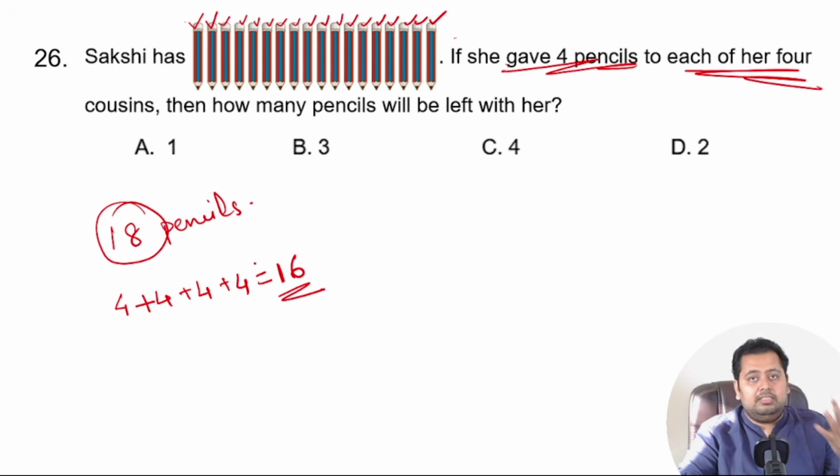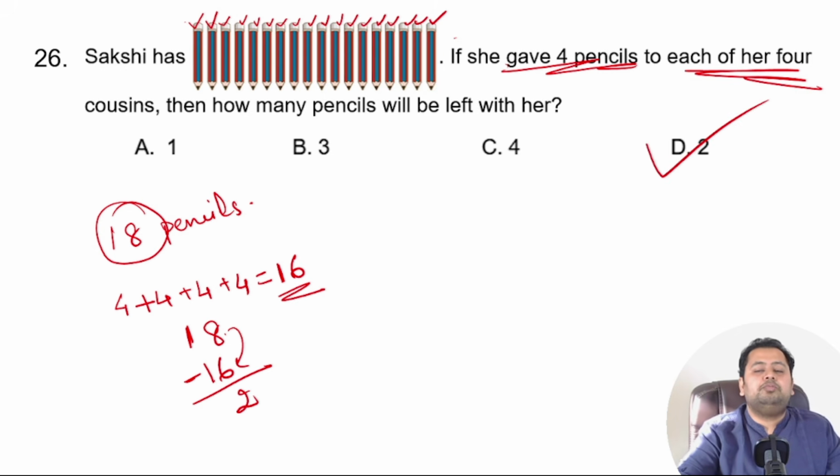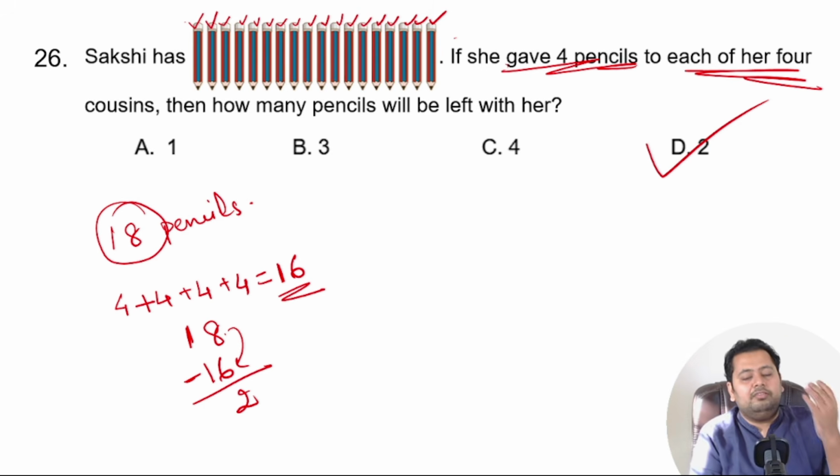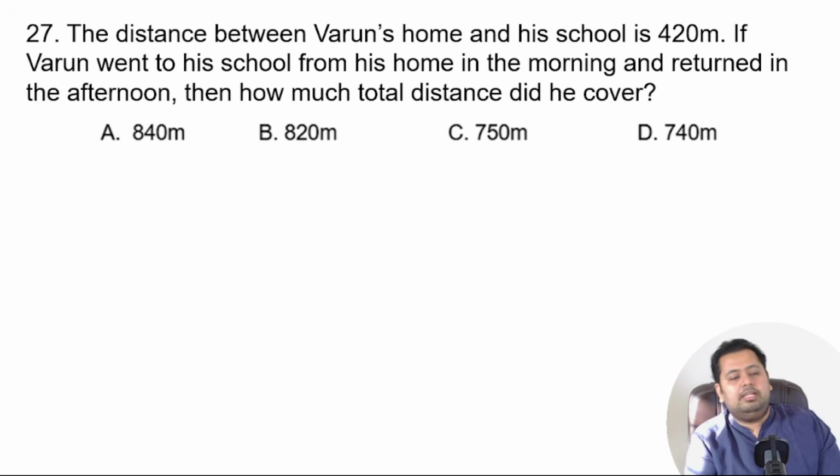So how much is she left with? It is nothing but 18 minus 16. If you subtract, 8 minus 6 is 2, and this is 0. Your correct answer is option D, that is 2. I hope you got it correct. If you did, give yourself a star, and we move to the next question.